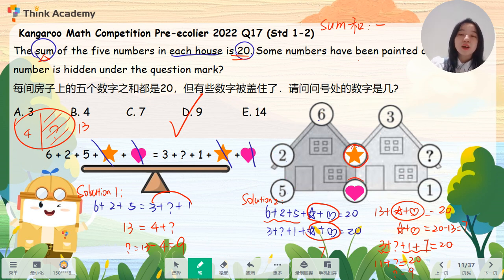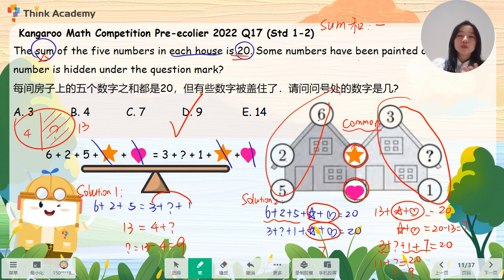But there is a point, there is knowledge in this number puzzle. The star and the heart are at common circles. Common means both houses share the two circles. Both of them have it. So for the rest, except for the common circles, they will make the same sum. That's how we get this question easily in the first solution.